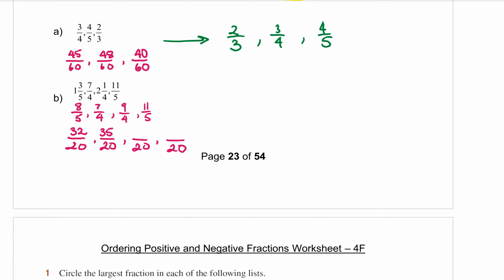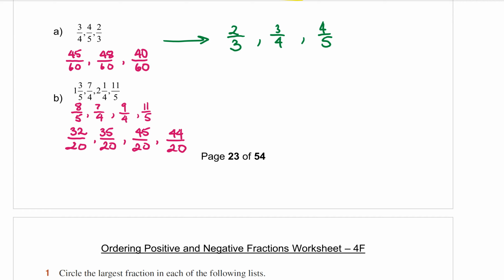The third fraction has 4 as the denominator, so it's been multiplied by 5 to get to 20. 9 times 5 is 45. And the last fraction, a denominator of 5, has been multiplied by 4 to get to 20. So 11 times 4 makes 44. So now all the denominators are the same.